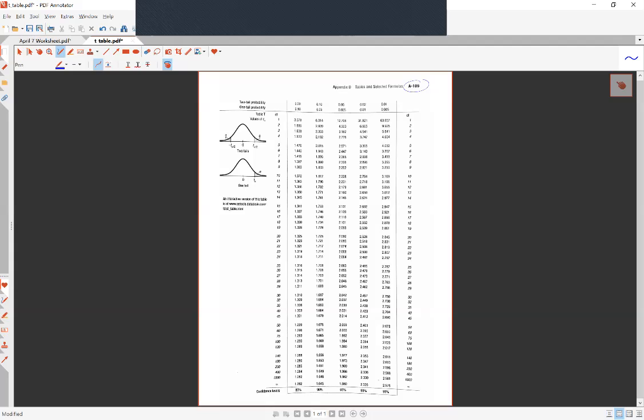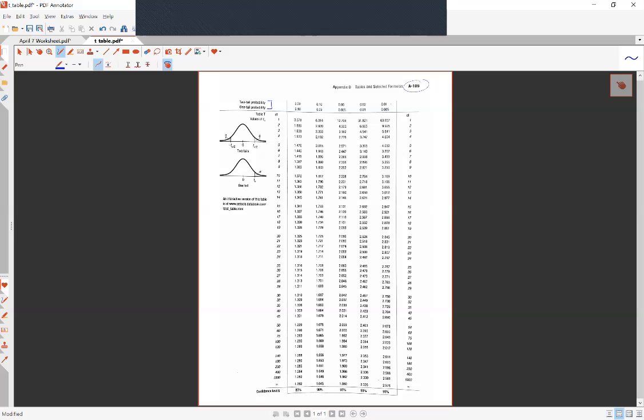And what you'll see here is the table, the column headings. There are actually 2 headings. One says 2-tailed probability, one says 1-tailed probability. And you'll see the 2-tailed is just always double what the 1-tail is. So if the 1-tail is 0.1, the 2-tail is 0.2. If the 1-tail is 0.005, the 2-tail is 0.01.